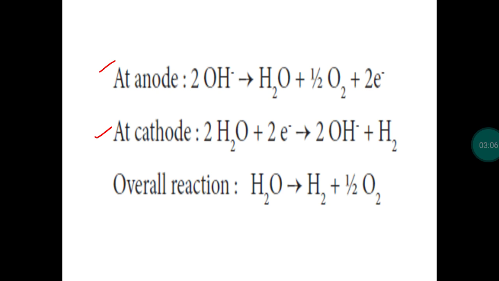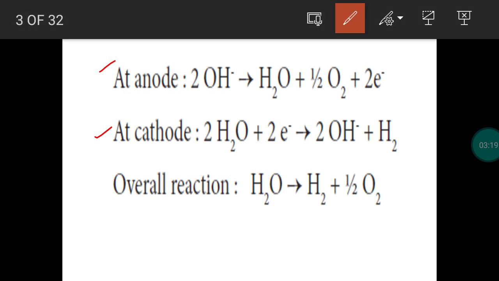So when electricity is passed, there will be chemical reactions. Two types of chemical reactions will be taking place. One is oxidation, another one is reduction. Oxidation reaction will take place at anode. Reduction reaction will take place at cathode. So overall, this is a redox reaction, as you studied in 10th. Oxidation and reduction take place simultaneously.